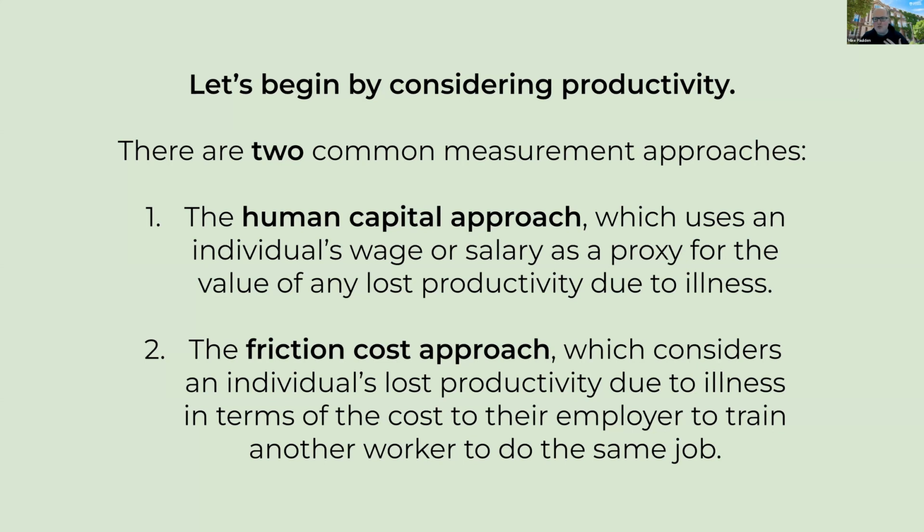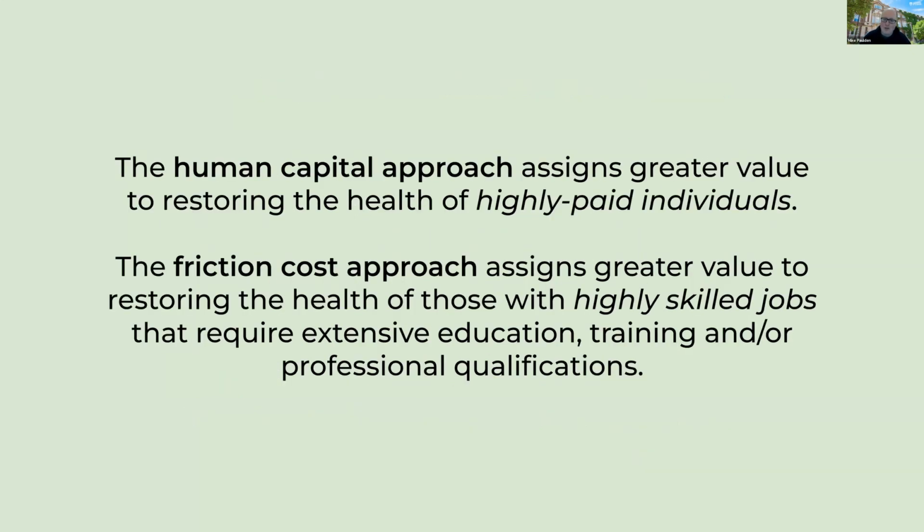Okay, so these are two competing approaches for measuring productivity. And right now, CADTH's guidelines mention the friction cost approach, and there are guidelines in other countries that mention the human capital approach. Two different approaches in the literature. The human capital approach will, by its very nature, assign greater value to restoring the health of highly paid individuals. And the friction cost approach will assign a greater value to restoring the health of those with highly skilled jobs that require extensive education, training, and/or professional qualifications. And of course, there's a large degree of overlap between these two. Often those jobs that are highly skilled are also highly paid, of course, right?